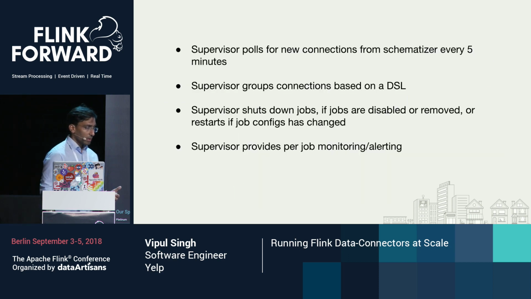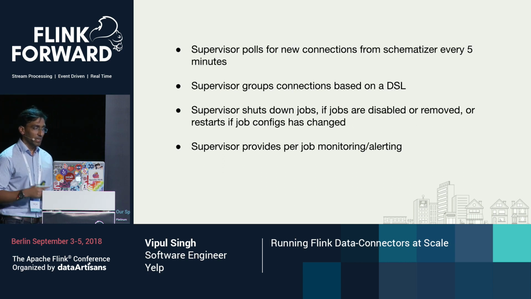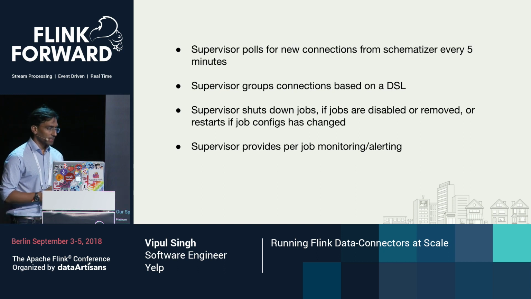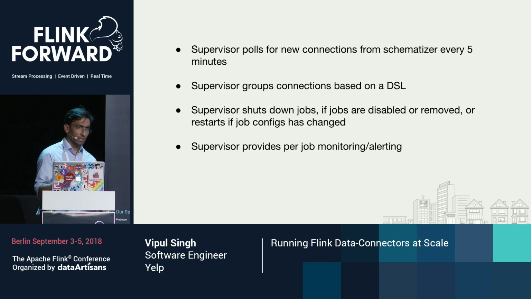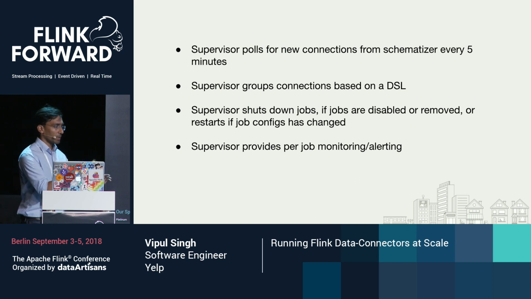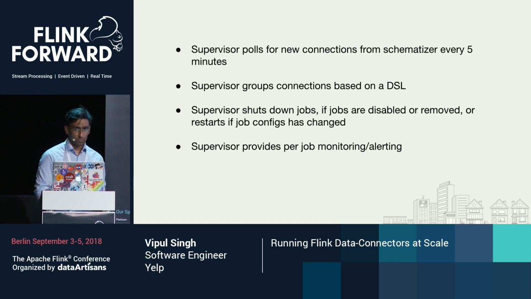A bit more detail about how the supervisor works: the supervisor polls at regular intervals of time. In our case, we poll every 5 minutes to see if there are new data connections which have been added by users or clients inside Schematizer. Supervisor also groups these data connections based on a DSL. What I mean by a DSL is that inside Supervisor, for a specific data connector, clients can specify that I want all these connections to be grouped by a specific data store name. Let's say it's Redshift or Parquet.